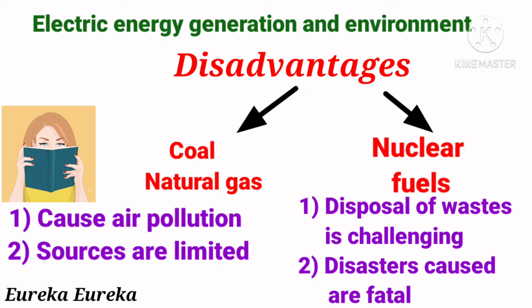In short, to summarize here, there are two main disadvantages of using fossil fuels in power stations. First, these fossil fuels cause air pollution and environmental degradation. Secondly, fossil fuels like coal, crude oil, natural gas, liquefied petroleum gas, compressed natural gas, that is LPG and CNG, are limited sources of energy and they are going to deplete in the near future.